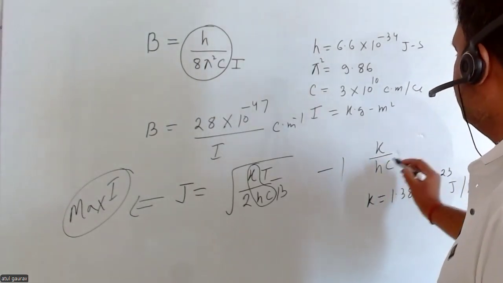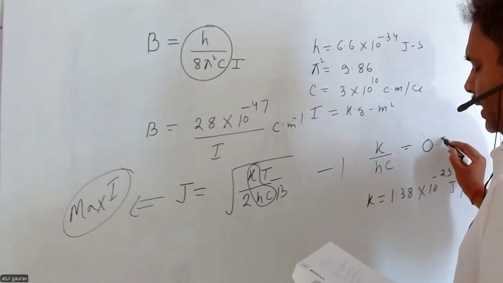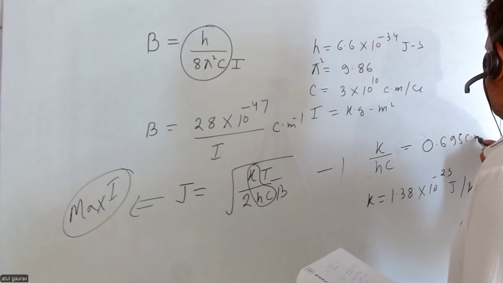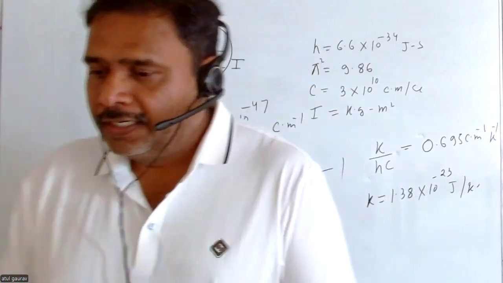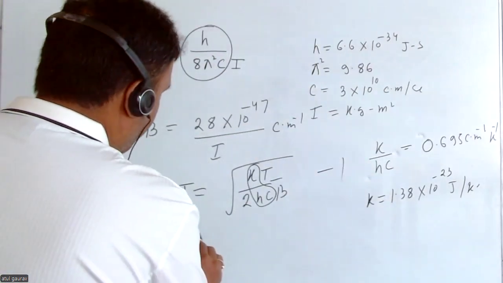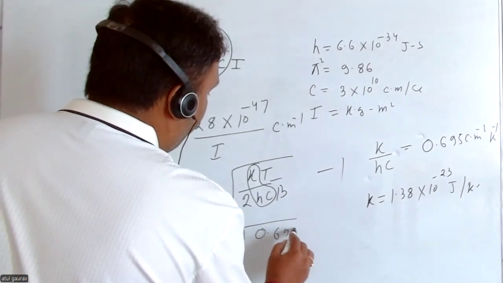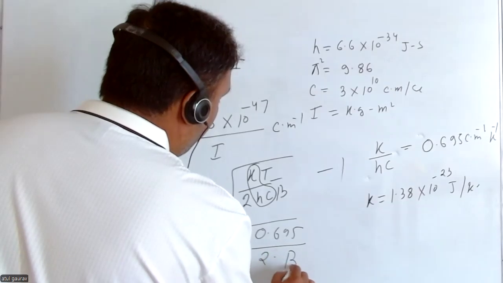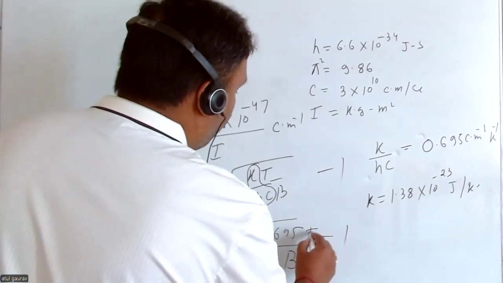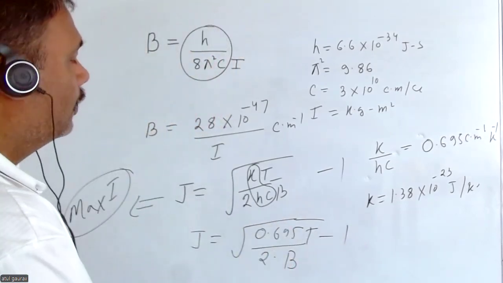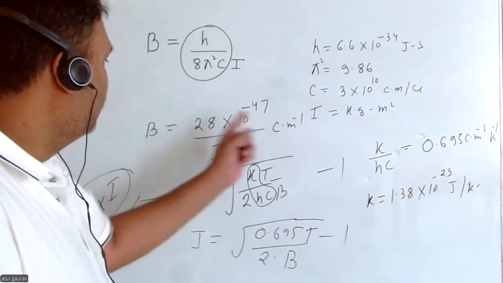And once we put this value, for k upon hc we will get a very interesting value, 0.695 centimeter inverse Kelvin inverse. So you can just rewrite this formula as J equals 0.695 times T upon 2 into B, where B is in centimeter inverse, minus 1, under the square root. And here the temperature is also given. This temperature must be in Kelvin. The temperature will be given, you can find the value of B from here, and you can just get the maximum value.